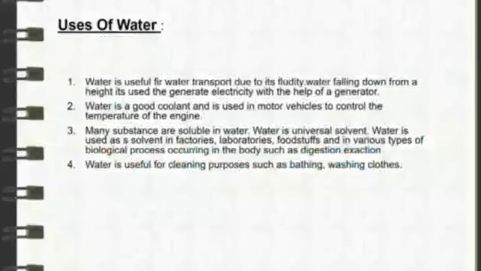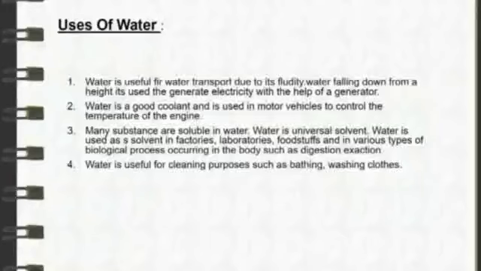Now let's know about uses of water according to its property. Water is useful for water transport due to its purity. Water falling down from a height is used to generate electricity with the help of a generator.